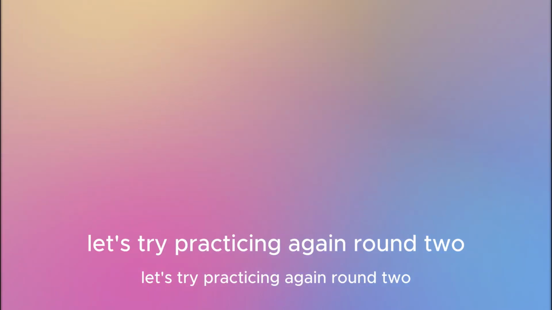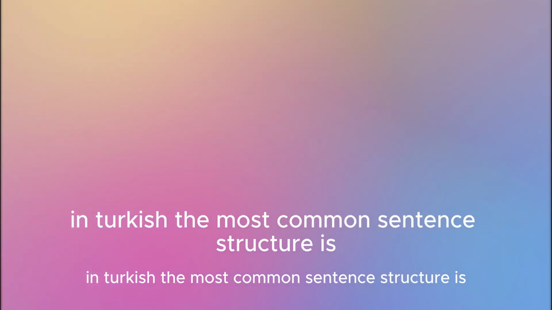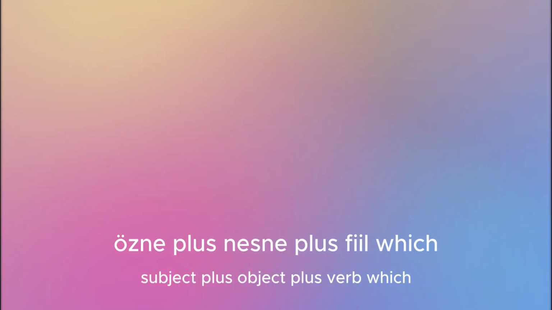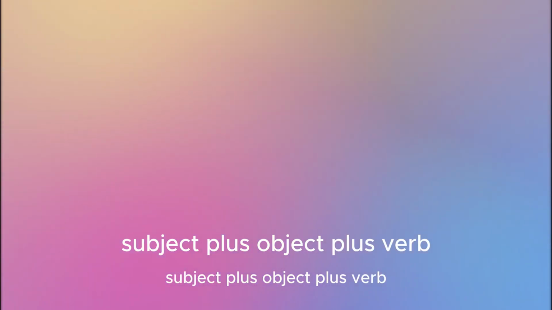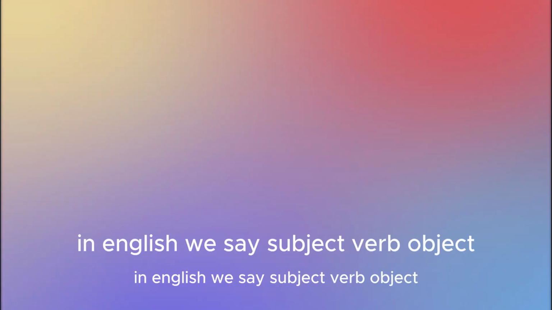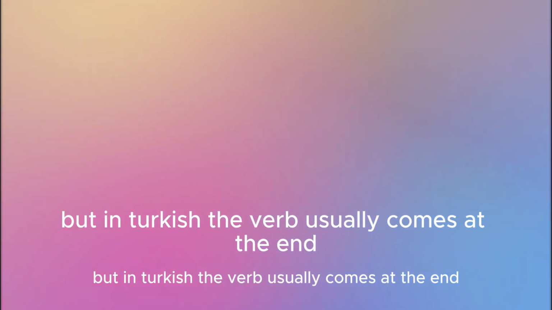Let's try practicing again. Round 2. Let's begin. In Turkish, the most common sentence structure is özne plus nesne plus fiil, which in English means subject plus object plus verb. This is different from English. In English, we say subject, verb, object. But in Turkish, the verb usually comes at the end.